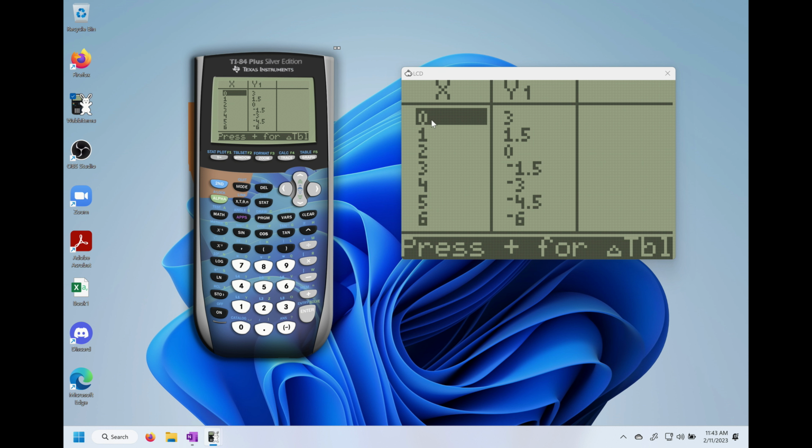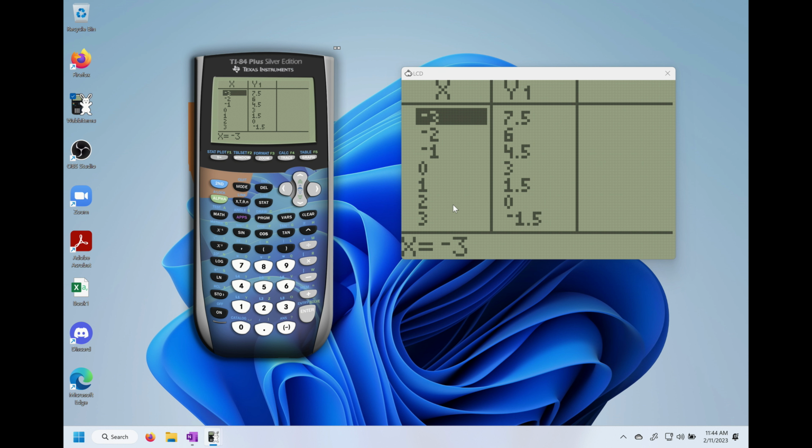So right now I can see when x equals 0, y equals 3. When x equals 1, y equals 1.5. When x equals 2, y equals 0. When x equals 3, y equals negative 1.5. But that's not all the numbers we wanted. We wanted from negative 3 to positive 3. So it's as easy as just hitting the up arrow and going backwards. Now on the screen you can see that I have all of my values here from negative 3 to positive 3.